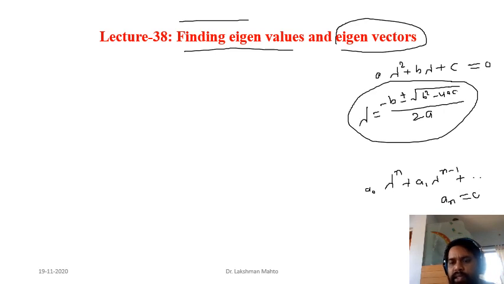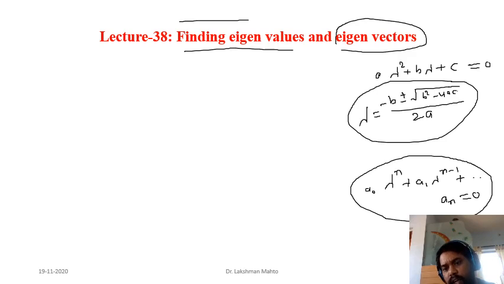And if I ask what the fundamental theorem of algebra says, it says that it has at most n solutions, at most n real solutions. But if you include complex solutions as well, then in that case this equation will have exactly n solutions.